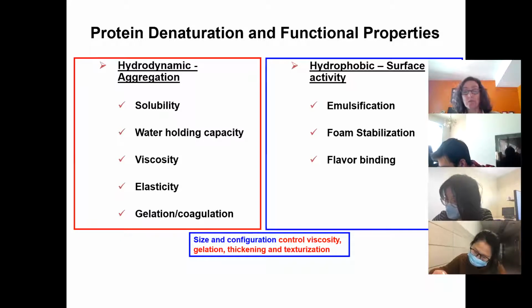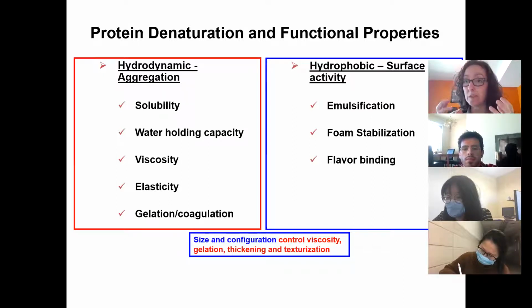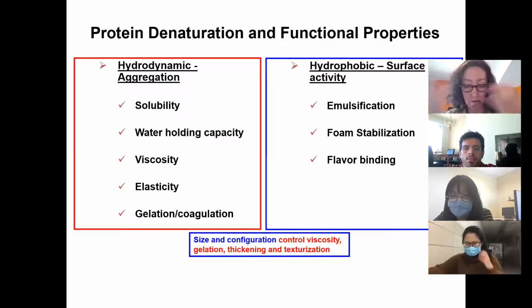So in terms of what structural characteristics impact these functionalities: the size of the protein, how large the protein is, and the configuration of the structure, as well as not just tertiary structure, but also quaternary structure. These characteristics of the protein control the viscosity. So the larger the protein, the more you have quaternary structure, the more you can form a viscous solution or viscous matrix.